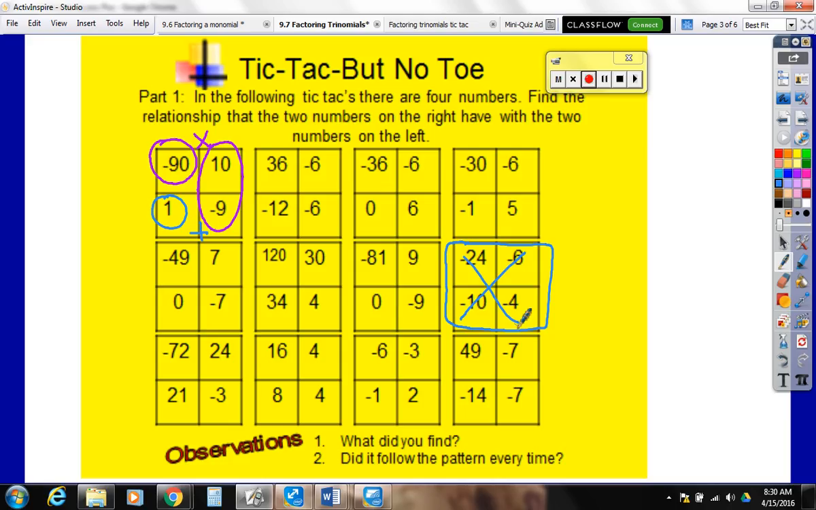Okay, so mostly it followed the pattern every time with the exception of this one because we should have had a +24. So we made that change. We made this +24. We would be okay.